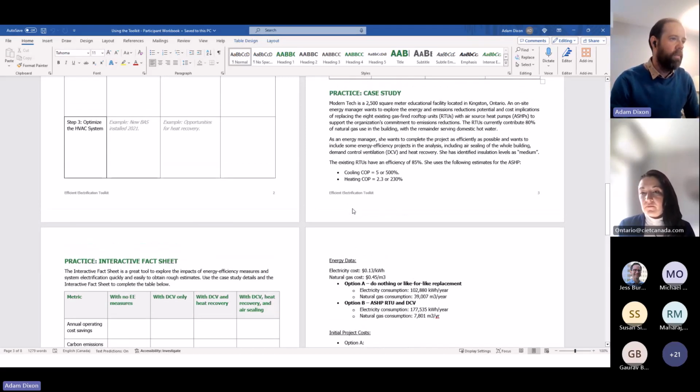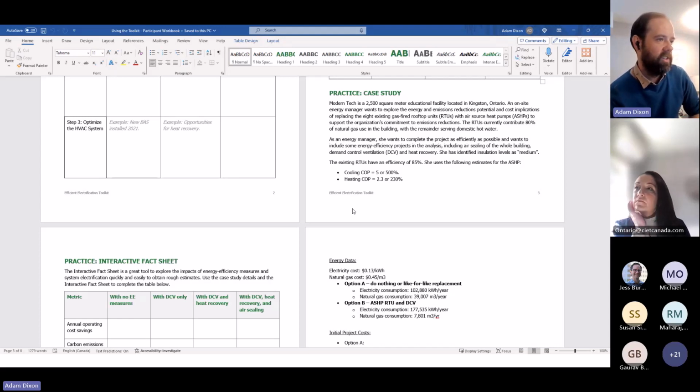So here we have Modern Tech. It's a 2,500 square foot educational facility located in Kingston, Ontario. An on-site energy manager wants to explore the energy emissions reductions potential and cost implications of replacing 8 existing gas-fired rooftop units with air source heat pumps to support the organization's commitment to emissions reductions. Currently, the RTUs account for 80% of the natural gas in the building. The remainder is to service domestic hot water.